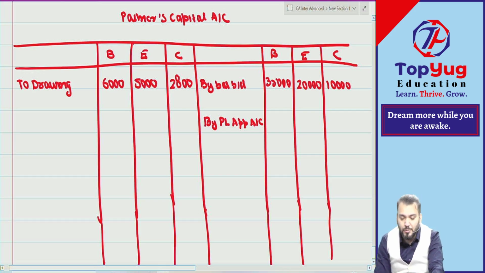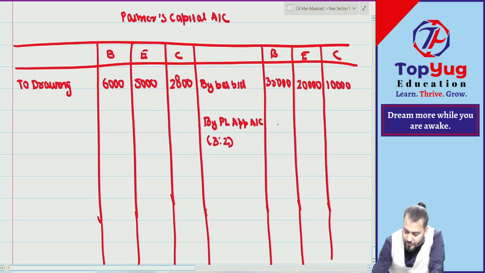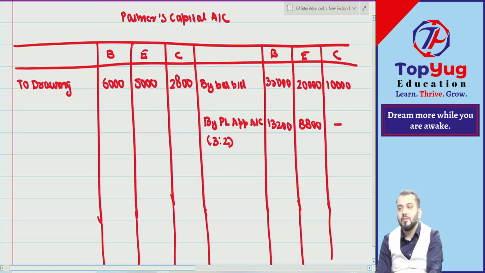Correct. Distribute 22,000 to B and C in which ratio? 3 is to 2. Distribute 13,200 and 8,800. Done. Correct. Then distribution is done. Then goodwill adjustment. Is there any goodwill adjustment?